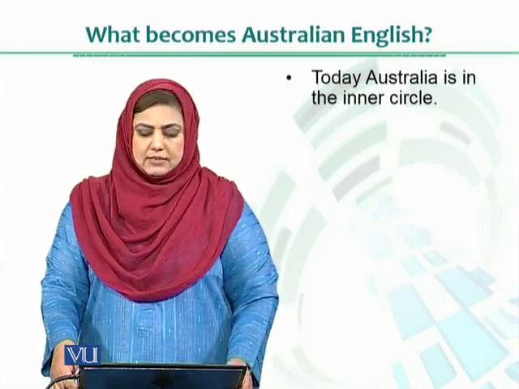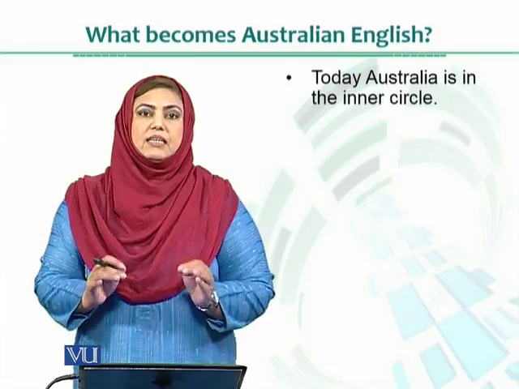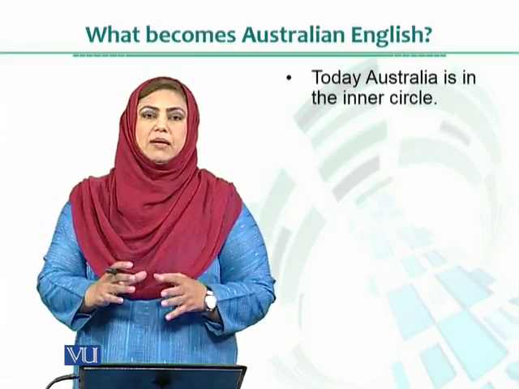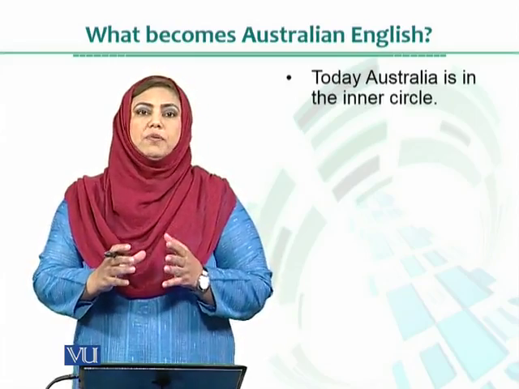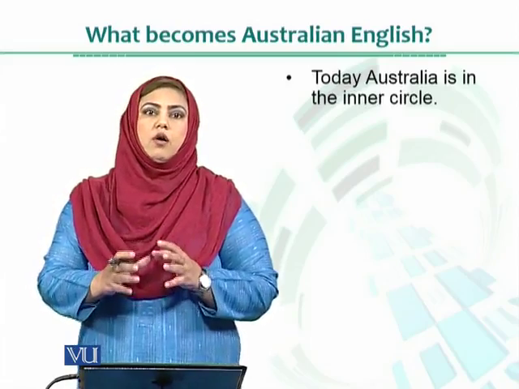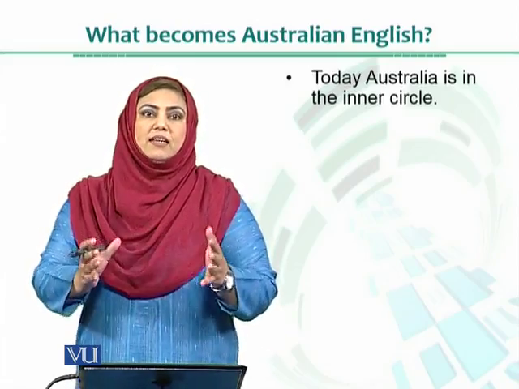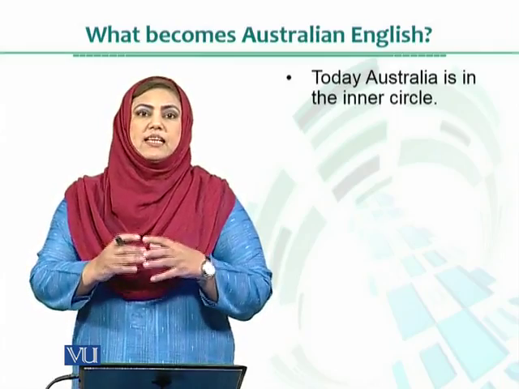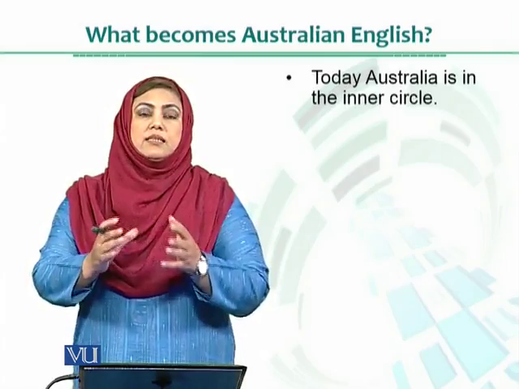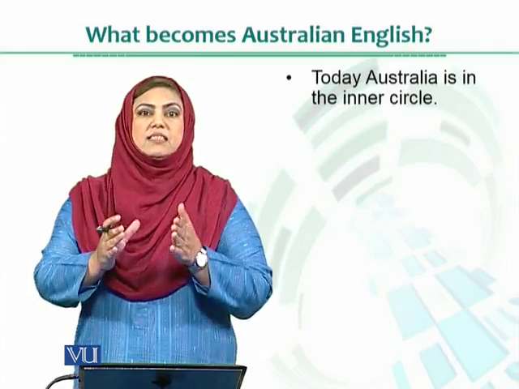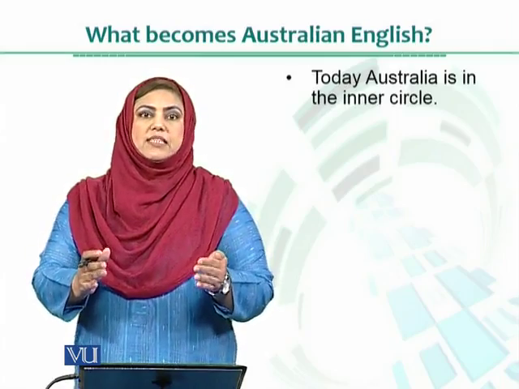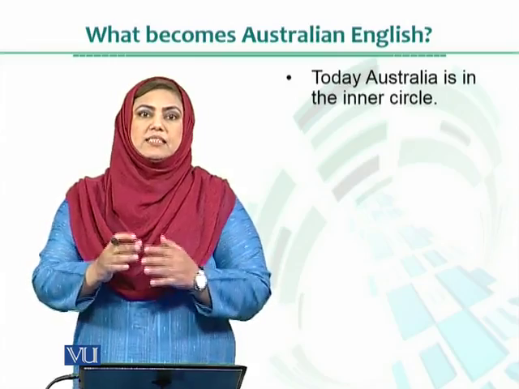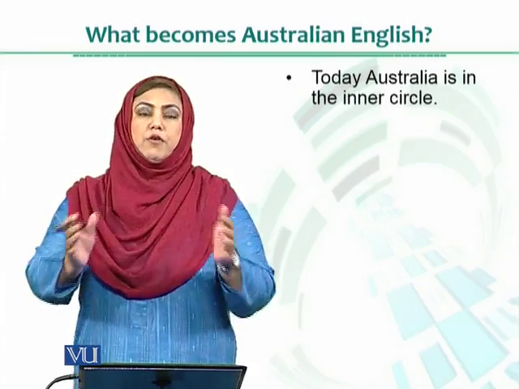Overall, what I would say is, today, Australia is in the inner circle. What do I mean by that? I refer to Kachru's model of expansion of English through the world. And what he says is that there are three types of countries. The countries where English is spoken as a first language, where it is spoken as a second language, and where it is spoken as a foreign language.